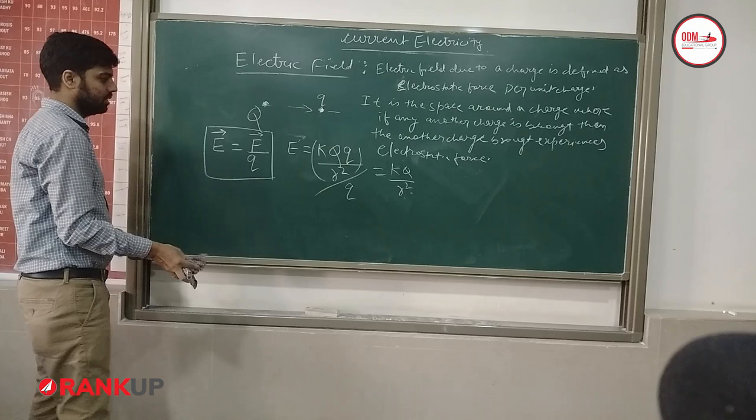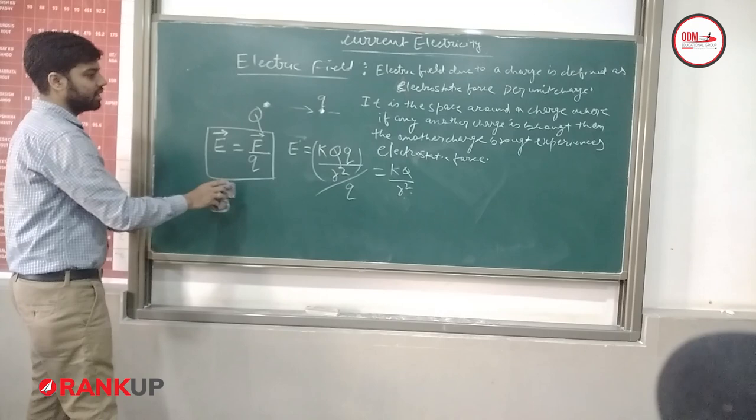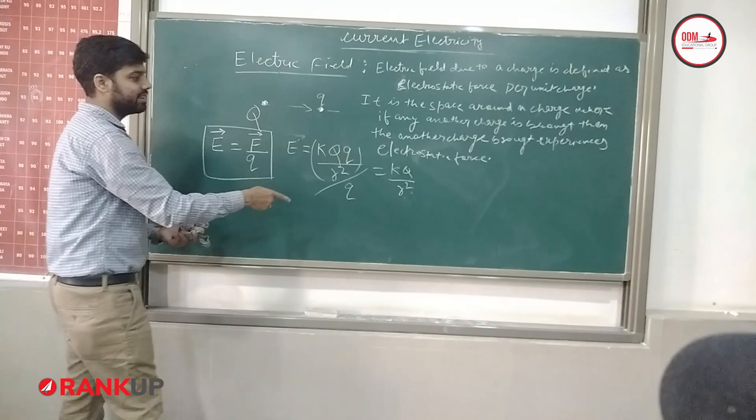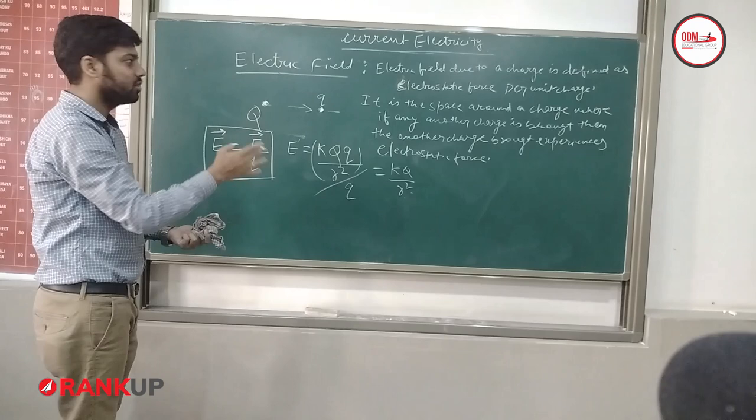Got it? Have you written all this? So, electric field is KQ upon R square. You can see here that this charge unit got cancelled. So it is defined as the electrostatic force per unit charge. So electric field due to this charge is equal to force.